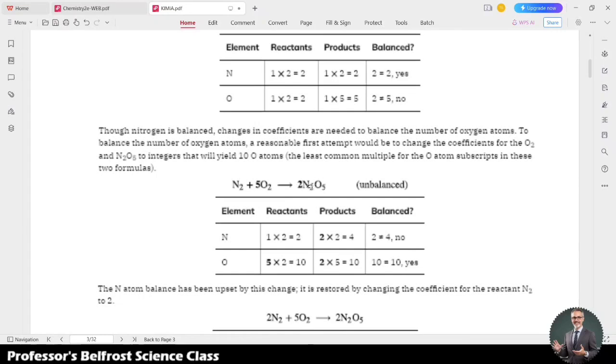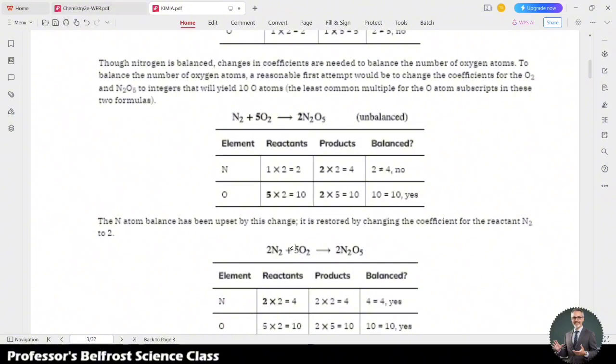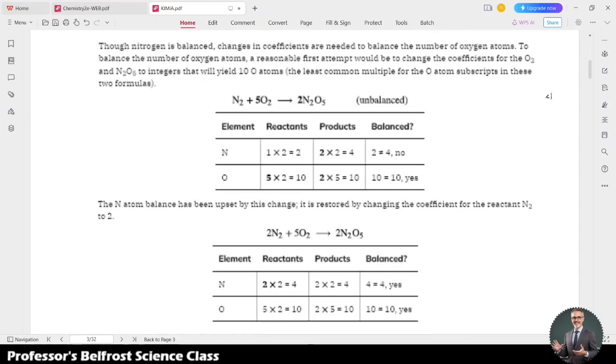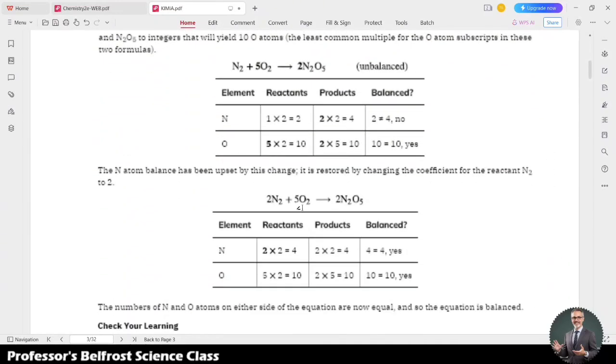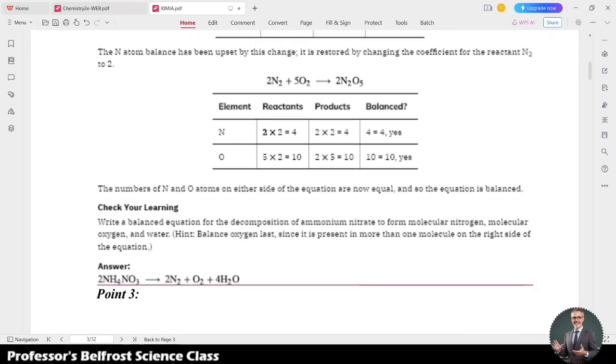What we need to do next is to balance the nitrogen. Because the right side is 4, we need to make this side 4 atoms too, so we need to multiply by 2. And as shown here, it's balanced. 2 nitrogen molecules and 5 oxygen molecules will combine to make 2 molecules of nitrogen pentoxide. That's how we balance this.